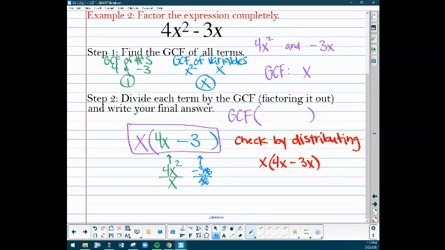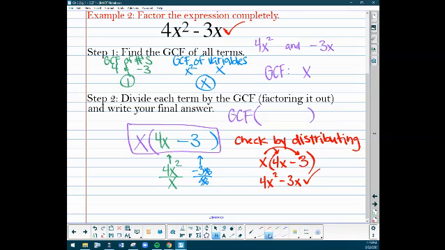Okay? So that means when I check, I'm going to distribute 4x minus 3. I'm going to distribute that x in, and I should get what I started with. So x times 4x is 4x squared. X times negative 3 is negative 3x. Does that match what I got in the beginning? Yes, it does, so I know I did my factoring correct.